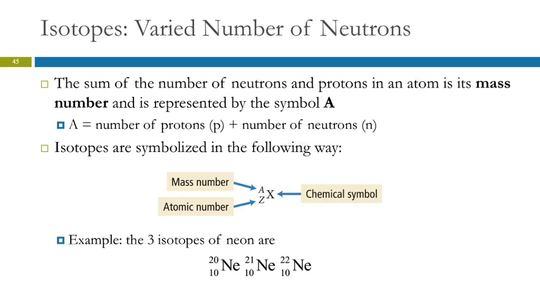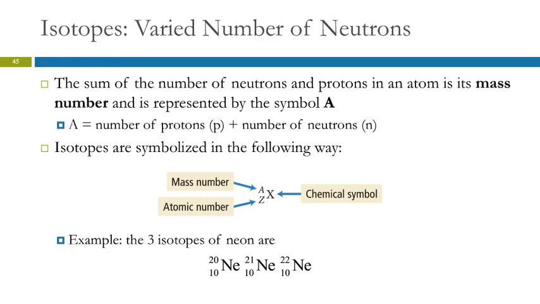So we can symbolize different isotopes in a couple of ways. One is a nuclear symbol. So here capital X represents the chemical symbol for the element. Example down here would be neon, so Ne. And then the mass number is a superscript on the left, and the atomic number, the number of protons, is a subscript on the left. So 3 isotopes of neon are shown here. The mass numbers are different, 20, 21, and 22, but the atomic numbers are all the same, because in order to be neon, you have to have 10 protons.